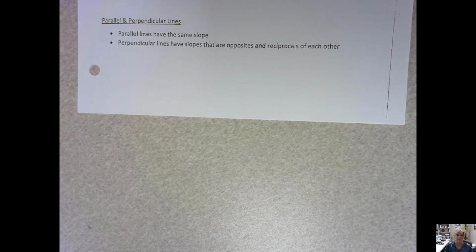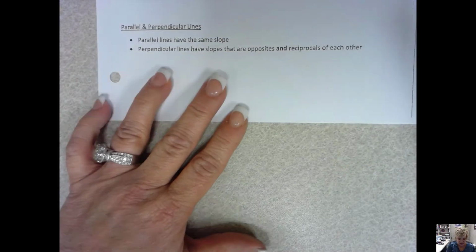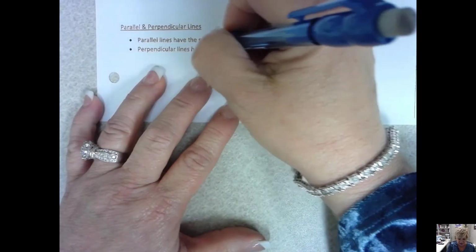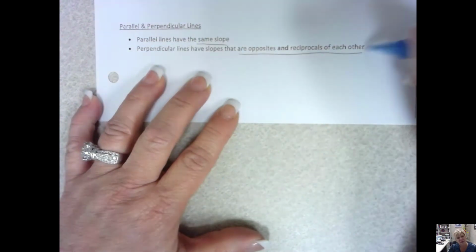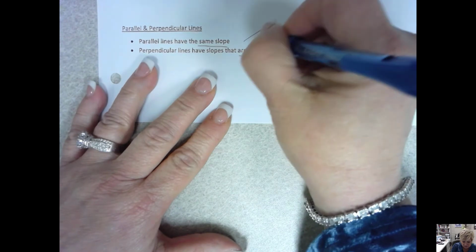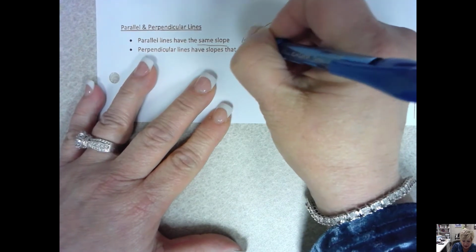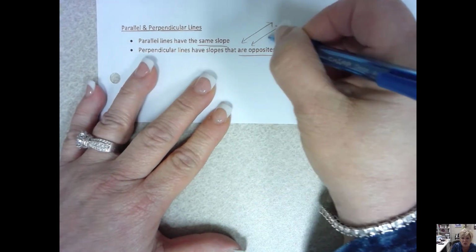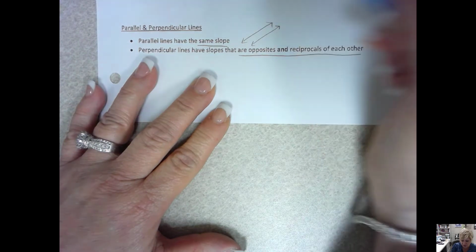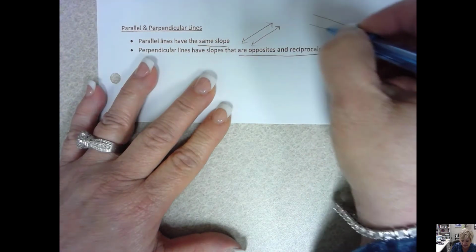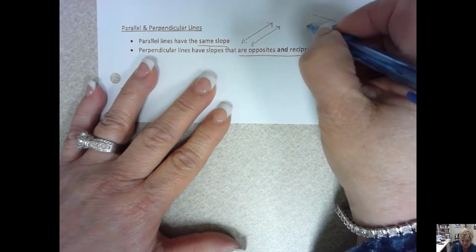Okay, so we need to talk about parallel and perpendicular lines and their slopes. Parallel lines, if you remember, look like this. They are equidistant all the way down from each other. Parallel lines can look like that. Think of railroad tracks, maybe.